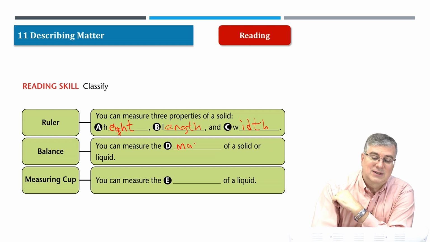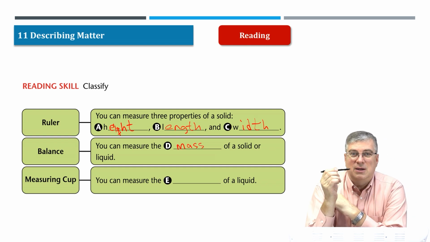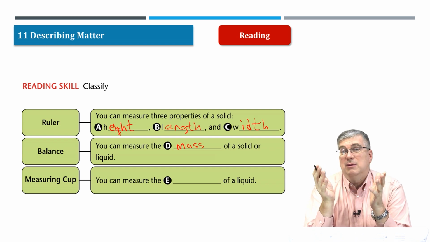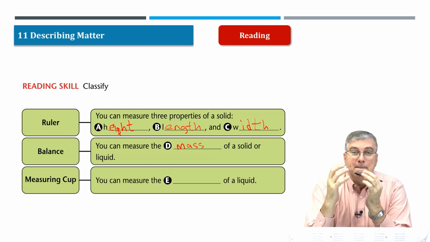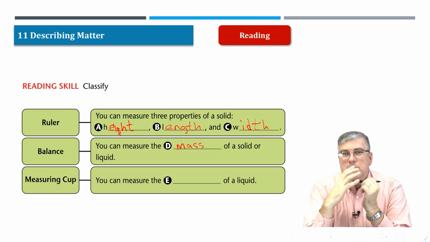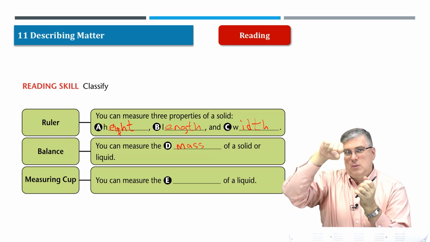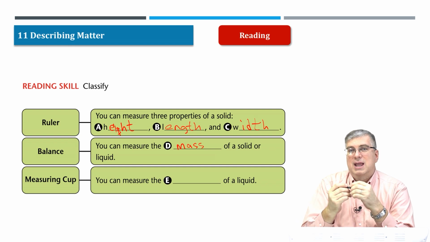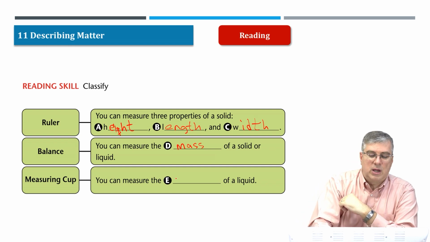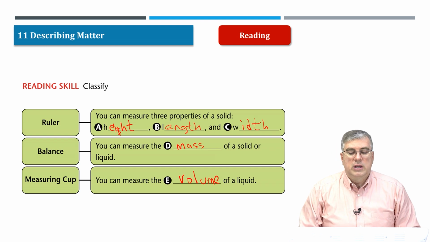And remember, mass is how much material is in a thing, not how much it weighs, because they can be different. But we're measuring the mass. And finally, we have a measuring cup. You can measure the volume of a liquid. What are we measuring when we use a measuring cup? We pour a liquid into a measuring cup and we see what line it hits. We're measuring the volume. And remember, the volume is the amount of space that something takes up. Volume, the volume of a liquid.